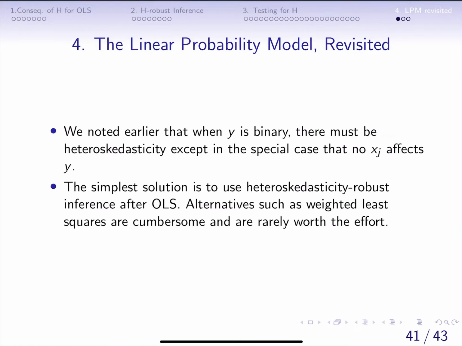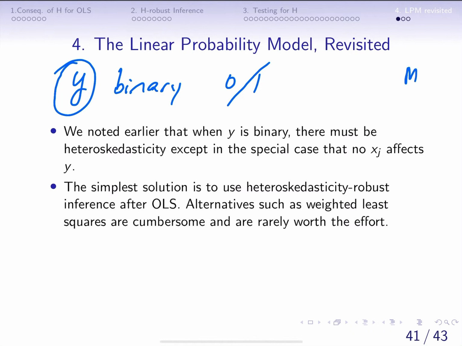In this video, we will revisit the linear probability model that was covered in chapter 7. Now, if you think about a model where the dependent variable y is binary, or it just takes 0 or 1 values, there's typically the violation of the MLR5 assumption of homoskedasticity, which is to say that heteroskedasticity must be present if xj is affecting y.